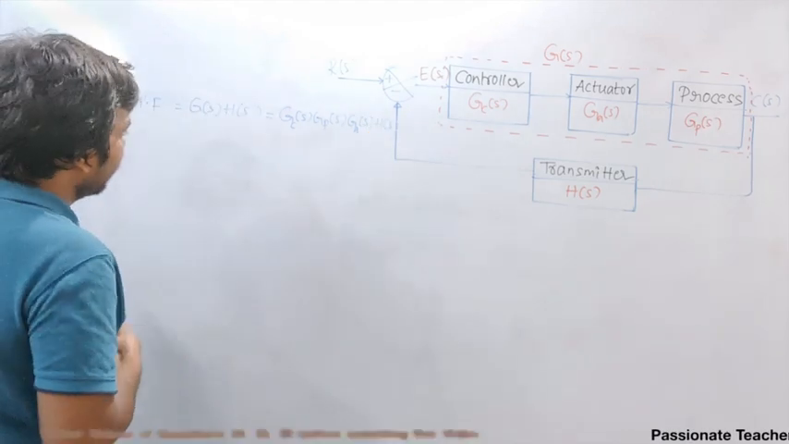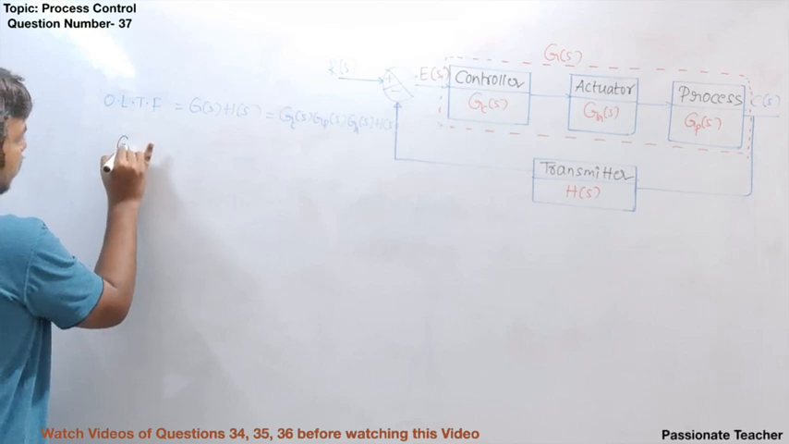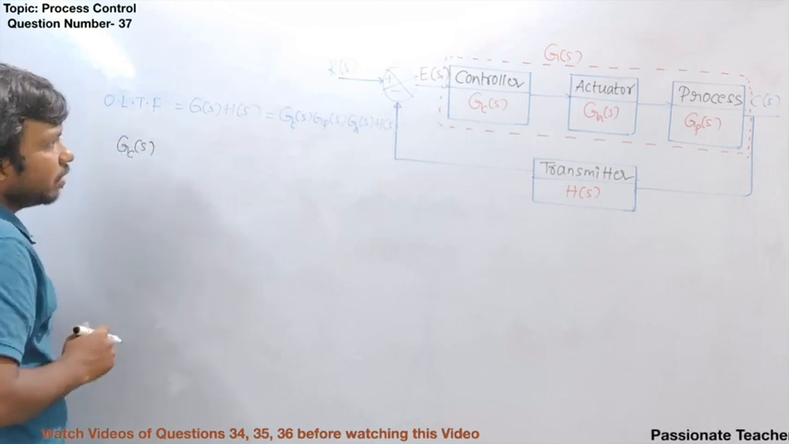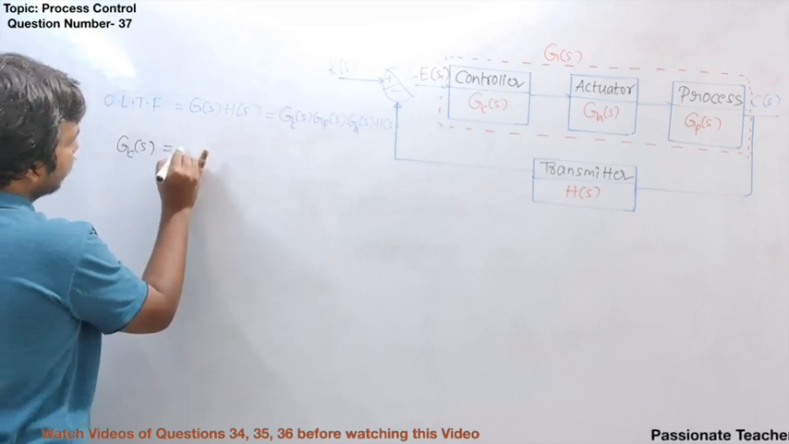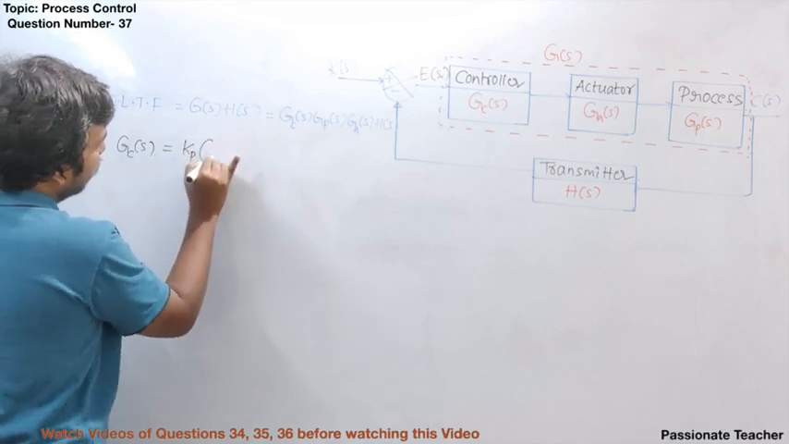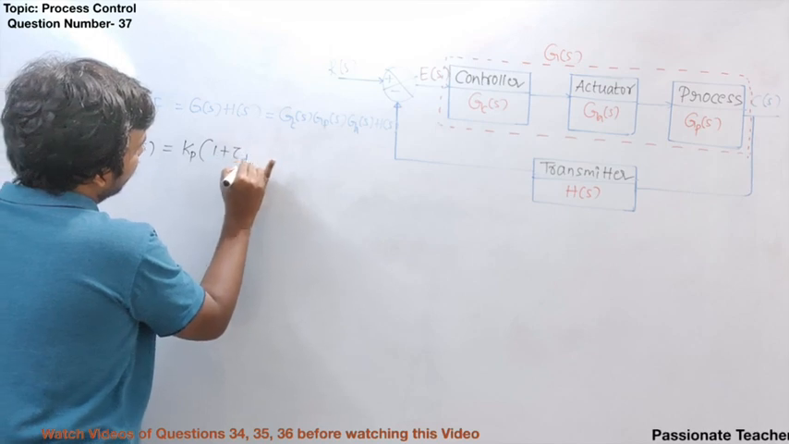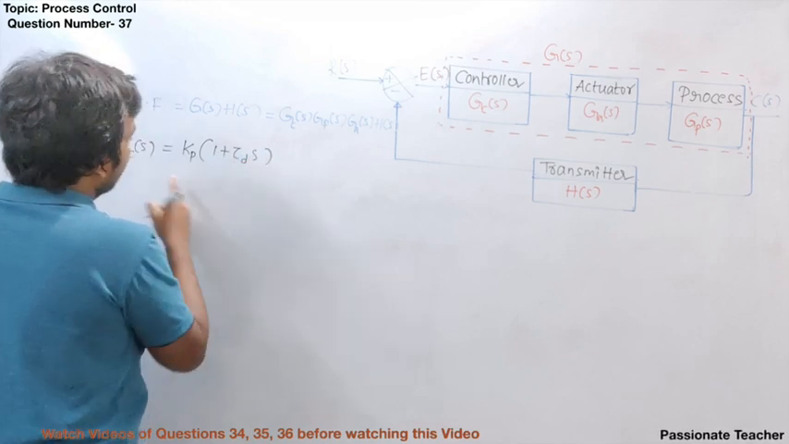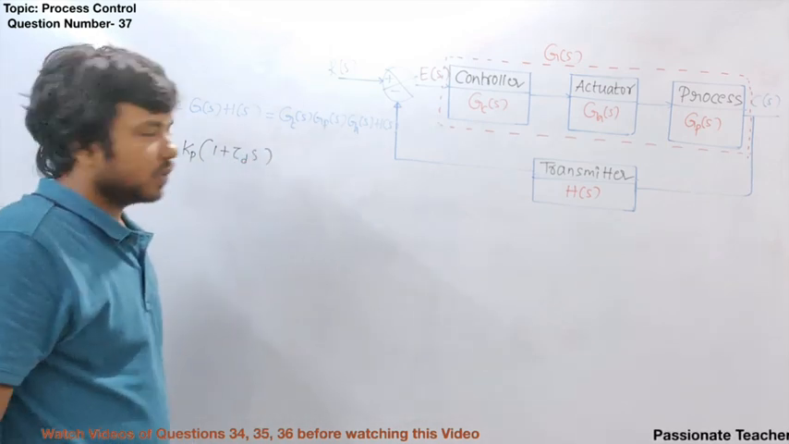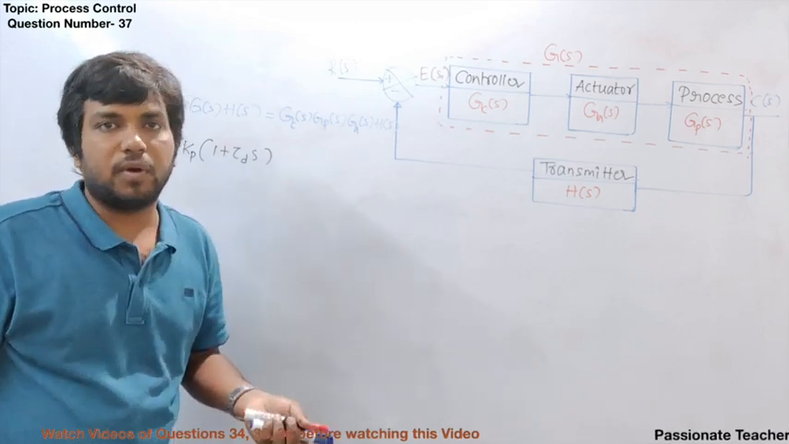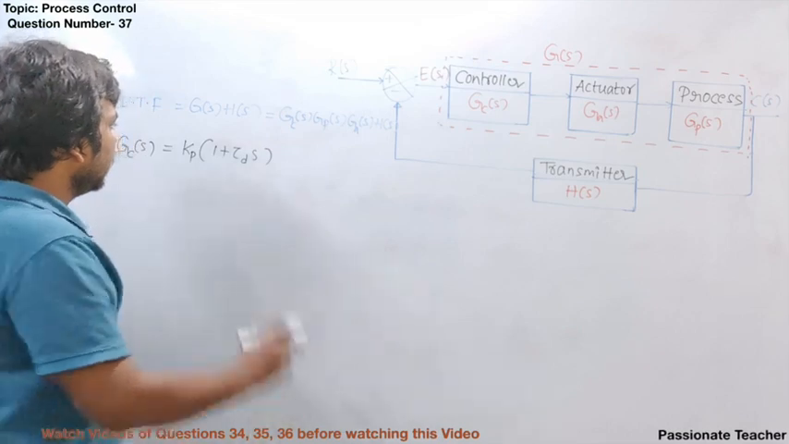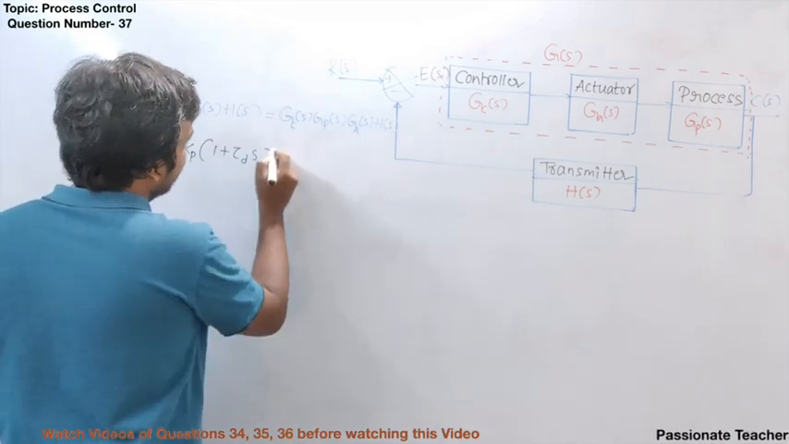So what is GC of S? We are using the proportional plus derivative controller together, right? So then GC of S can be given as Kp into 1 plus tau d into S. This is going to be the transfer function of the PD controller. Okay, so Kp into tau d can be given as Kd, what we have discussed earlier.